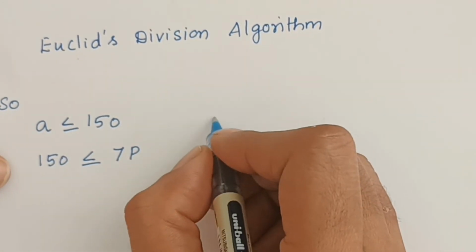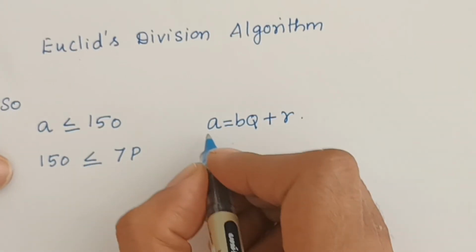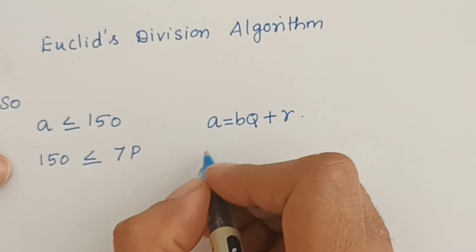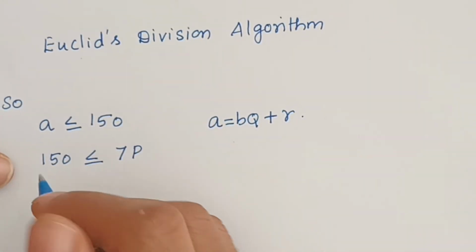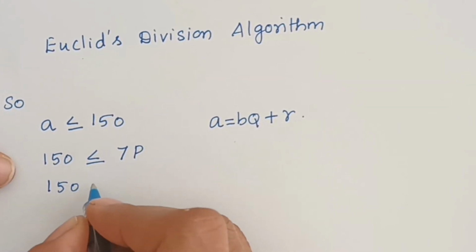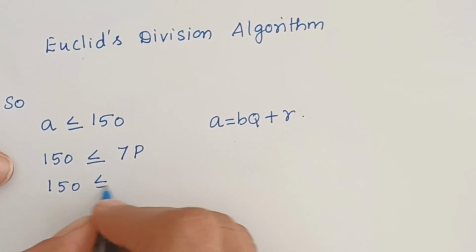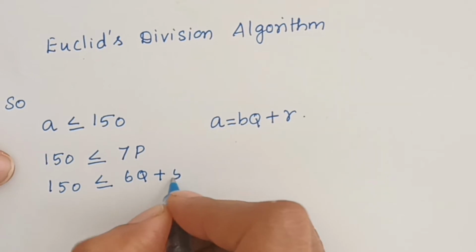As we know, A is equal to BQ plus R. So A we took as 150. 150 is less than or equal to 7P. Next, if counted in sixes, 5 will remain. So 150 is less than or equal to 6 times the quotient plus remainder 5.